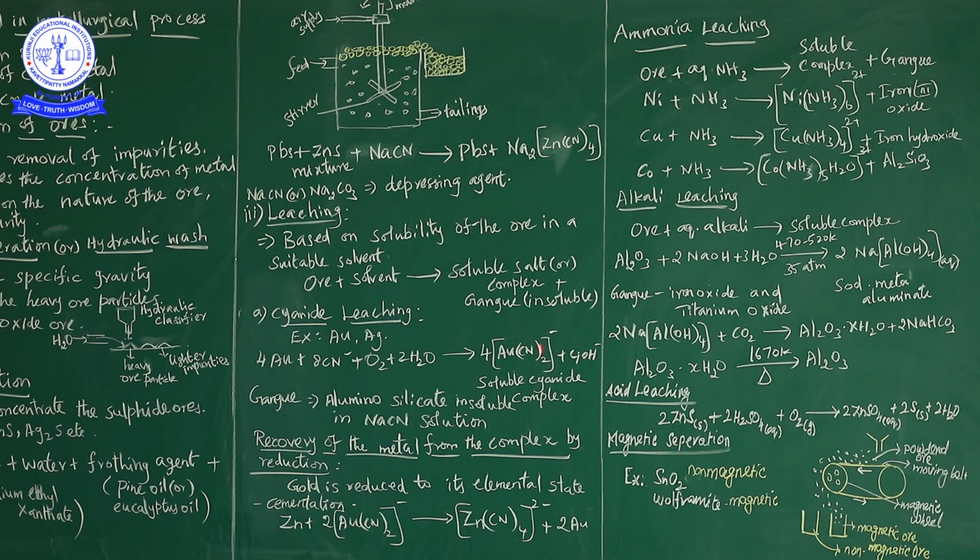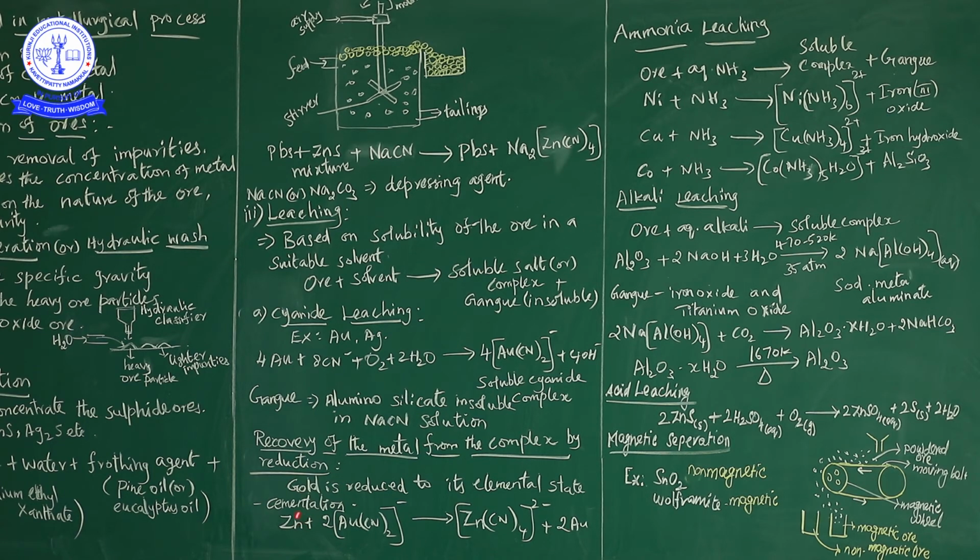So the metal is obtained from the complex by reduction. So, recovery of the metal from the complex. The soluble aurocyanide complex is obtained by the cyanide leaching. From this complex we recover the metal. So the metal is removed from the complex only by reduction. By this reduction method, how can we recover only the metal from the complex? So how can we recover this metal?